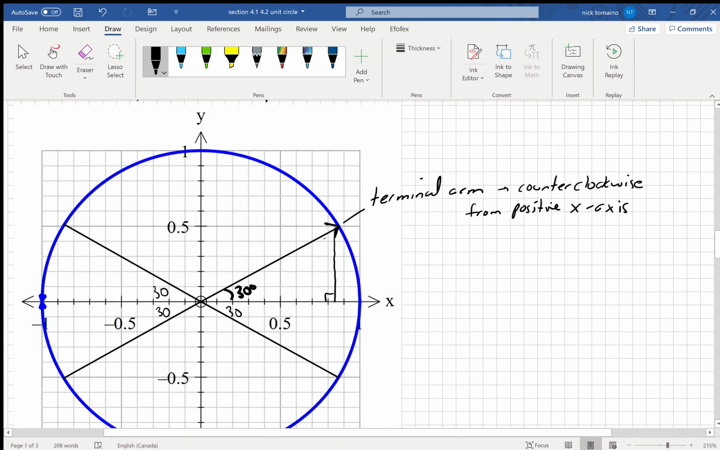So that means that this right here is going to be 1 over 2. Then the cosine of 30 is going to be root 3 over 2. Because this distance from here to here is root 3 over 2, and this distance from here to here is 1/2, these just represent the x and y coordinate of this point.